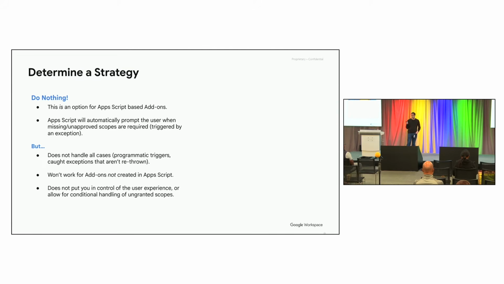The runtime will catch that and will immediately throw up a box saying, please grant access to this app with the list of all the scopes needed. The user will have to go through and decide if they want to check them or not. However, this does not handle all cases.